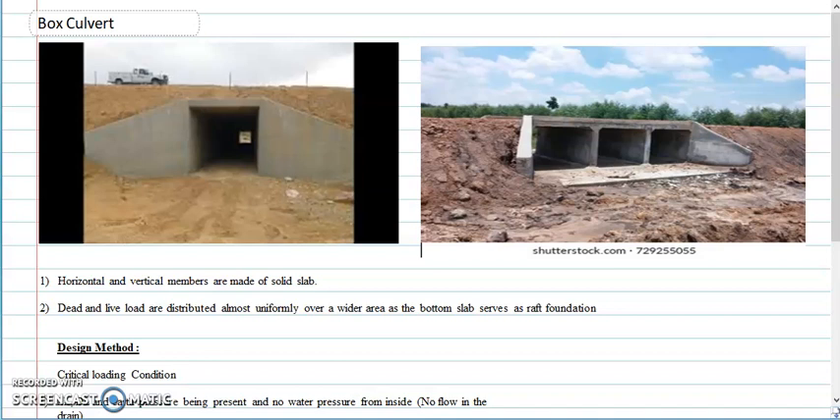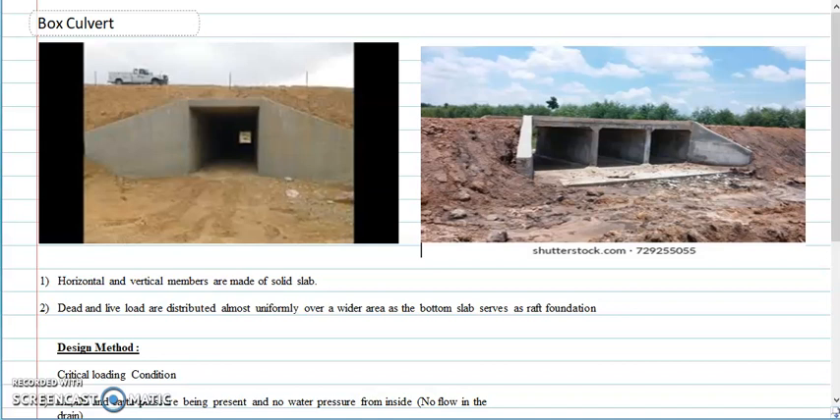Welcome students. Today let us see what is box culvert and also learn the design of box culvert. If the discharge in a drain or channel crossing a road is very small, or if the bearing capacity of the soil at that particular area is low, then a box culvert is an ideal bridge structure.